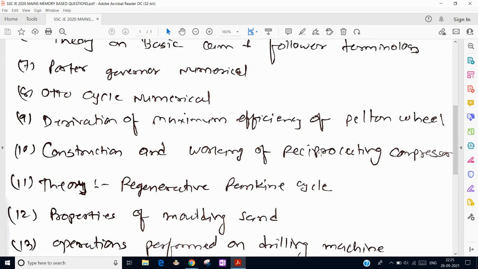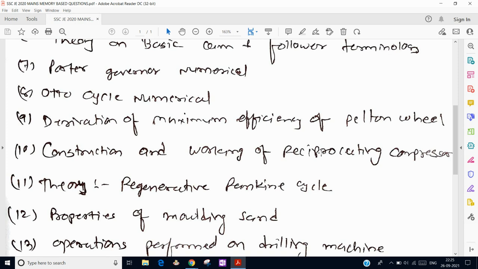And there was another theory regarding regenerative Rankine cycle. We have to draw the circuit diagram, layout diagram, then TS diagram. Then we have to write down what we have drawn, write down the theory, and we have to derive the equation of efficiency for regenerative Rankine cycle.